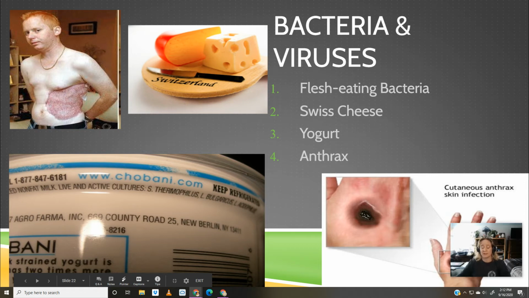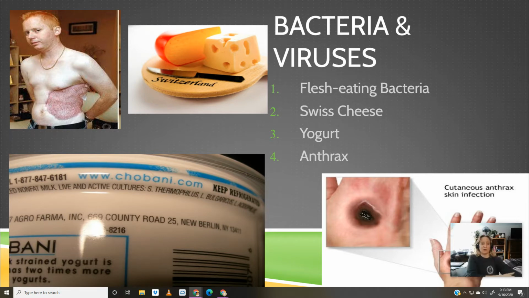Today we're talking about bacteria and viruses. We talked about how things are living and non-living, so this is going to be our example. Bacteria are living, viruses are not living. So in this image, we have a bunch of bacteria that affect humans.